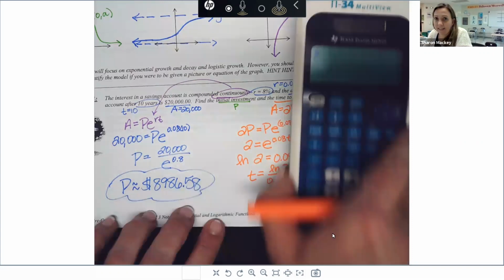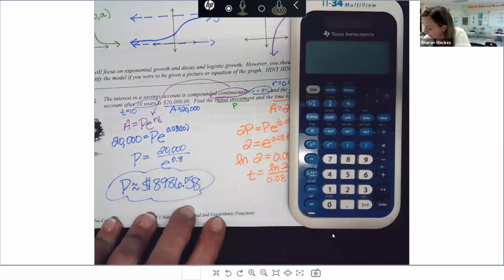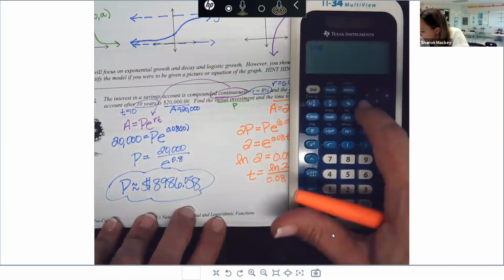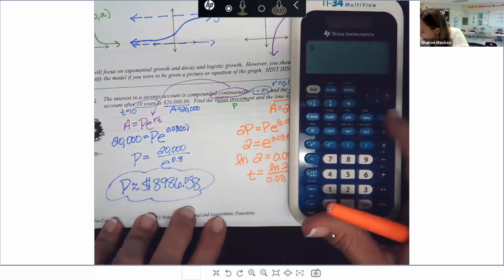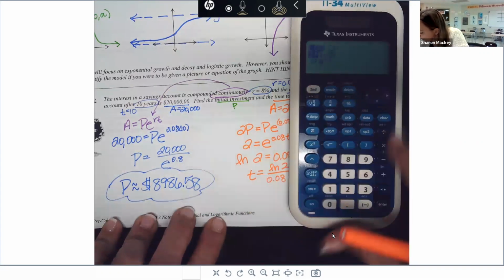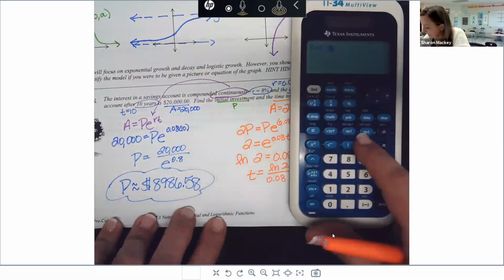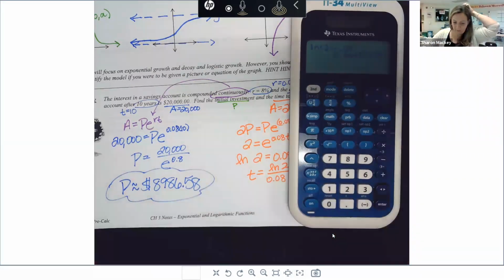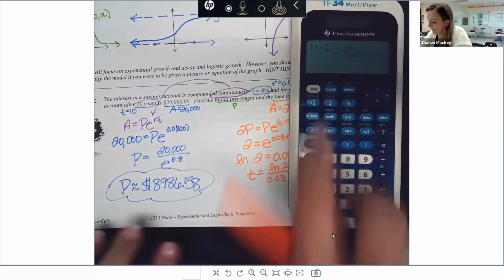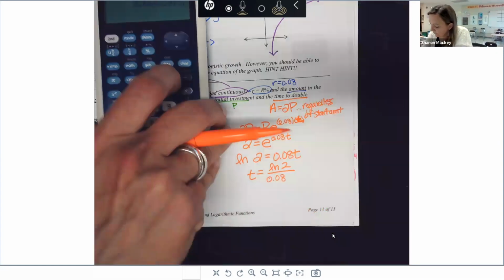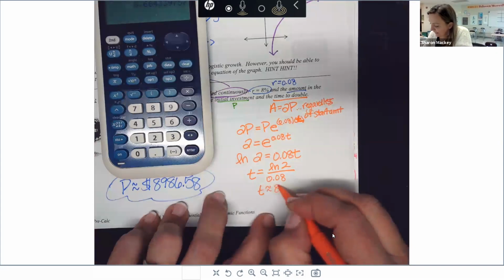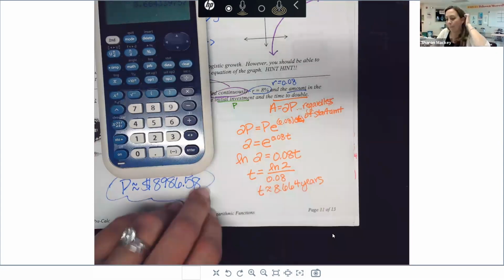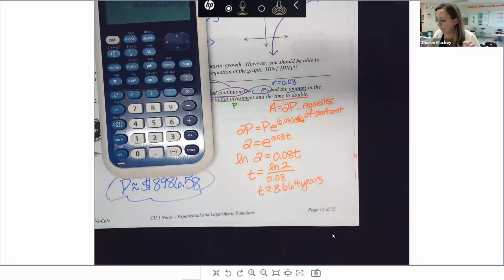And so we can put that in here. We have the natural log of 2, and then close parentheses and divide that by 0.08. And I see about 8.66 years, okay? So notice that we get about 8.664-ish years, okay?